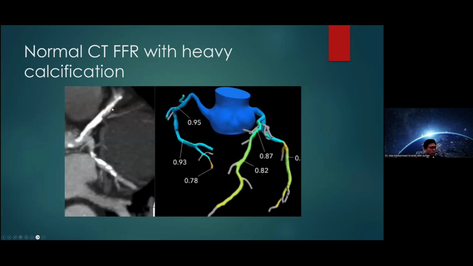This is a CT which shows a large amount of calcified plaques in the coronary arteries, and you would suspect that this limits the flow significantly, but on CT-FFR it's normal. So we need to be careful when reporting or reading the reports with heavily calcified plaques, because most of the time it's not really flow limiting.